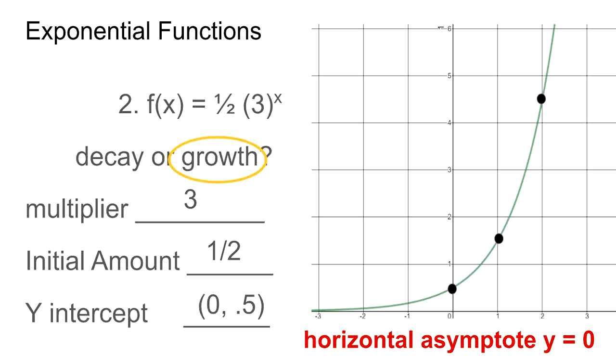So I guess the takeaway is going to be that if you don't have a number added to the end, you just have an initial amount and then a multiplier to some x, then it's always going to have a horizontal asymptote of y equals 0.